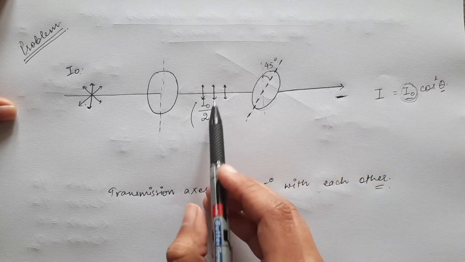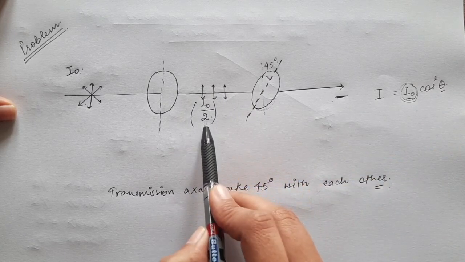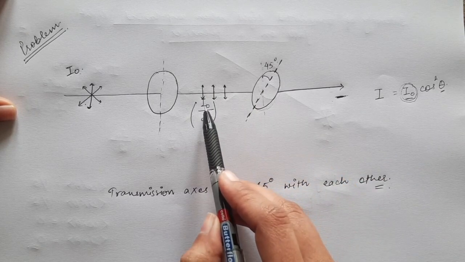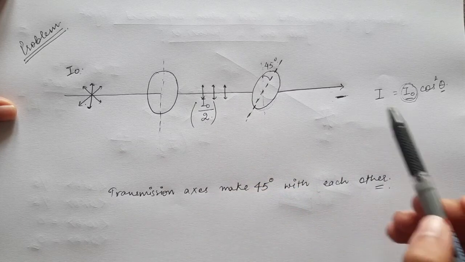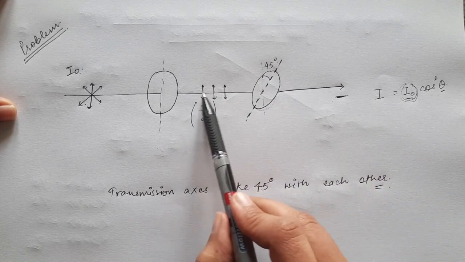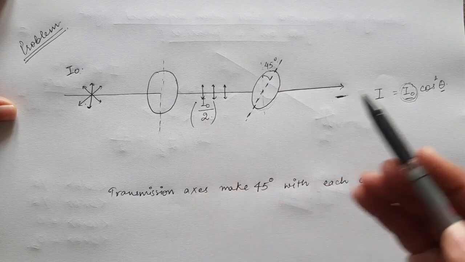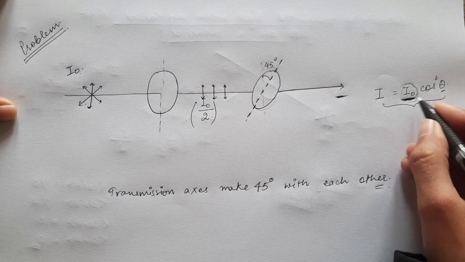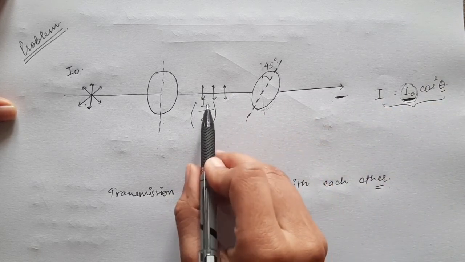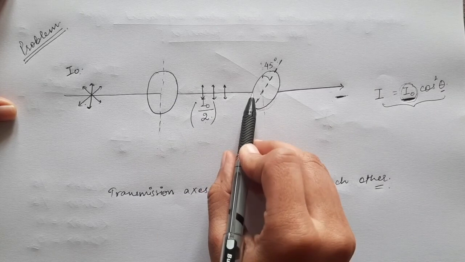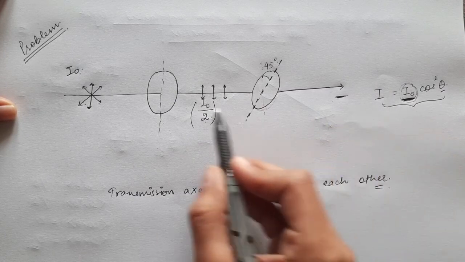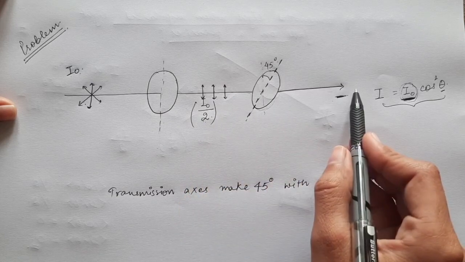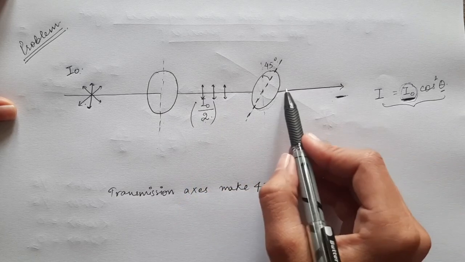In the Malus law, this I0 is the maximum intensity that can be taken by the transmitted light. But in this case, the initial intensity is I0 divided by 2. So maximum intensity can be just I0 divided by 2. It can never be more than I0 divided by 2. So in this case, the intensity of the incident light is I0 divided by 2, and when we discussed Malus law, I0 was the intensity of the incident light, but over here I0 divided by 2 is the intensity of the incident light. So instead of I0 we will have I0 divided by 2 because it is the maximum intensity that can be transmitted through this polarizer.